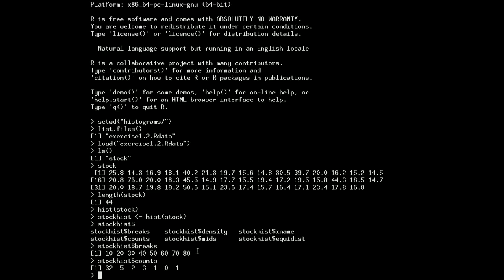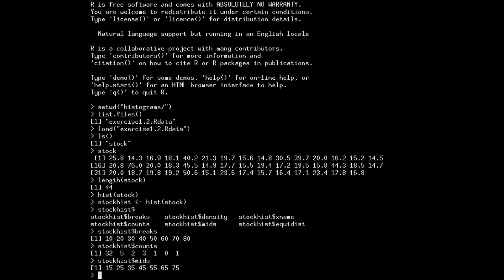Okay. So I'm going to skip density for a little bit. We'll come back to that. If we do mids, then what mids is, is the midpoint of each one of our intervals. So we've got a midpoint of 15 in between 10 and 20, midpoint of 25 between 20 and 30, midpoint of 35 in between 30 and 40, and so on. So mids actually gives us our midpoints of our intervals.